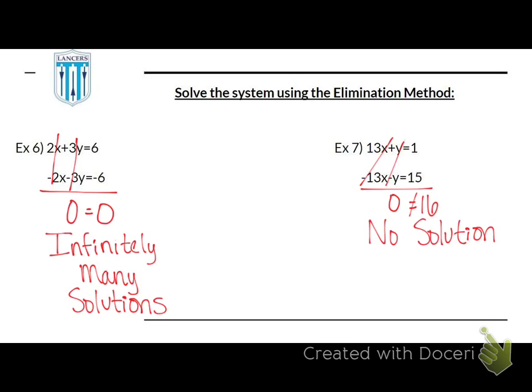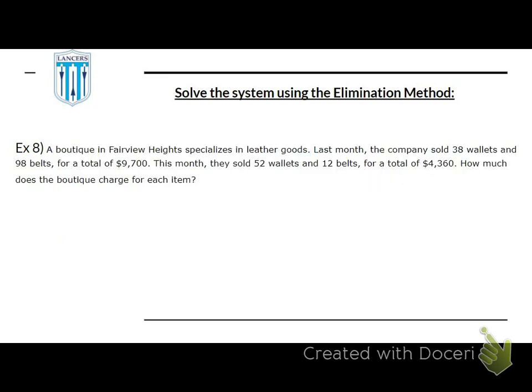All right, we are doing the word problem. A boutique in Fairview Heights specializes in leather goods. Last month, the company sold 38 wallets and 98 belts for a total of $9,700. This month, they sold 52 wallets and 12 belts for a total of $4,360. How much do they charge for each item?